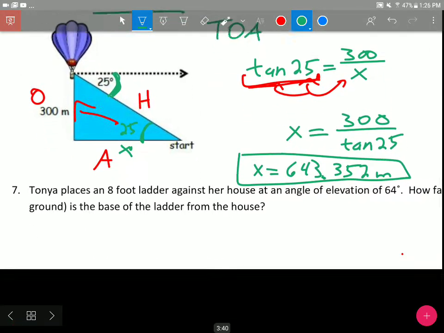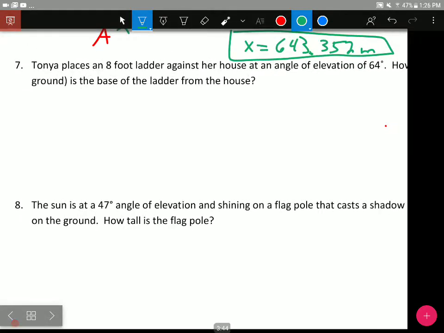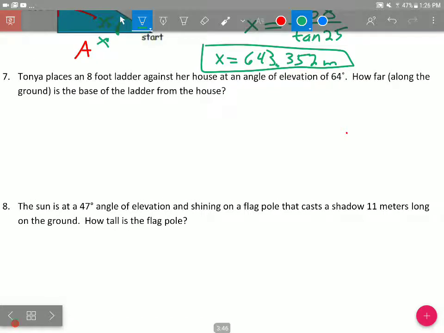Tanya places an 8-foot ladder in front of her house. Wait a minute, Tanya places an 8-foot ladder against her house at an angle of elevation of 64 degrees. How far along the ground is the base of the ladder from the house? Okay, so we got a house. Kind of a boring house, but whatever. And then the ground goes off. There's the ground. And she puts a ladder. It is an 8-foot ladder. So that's the 8. The hypotenuse is 8 feet long.